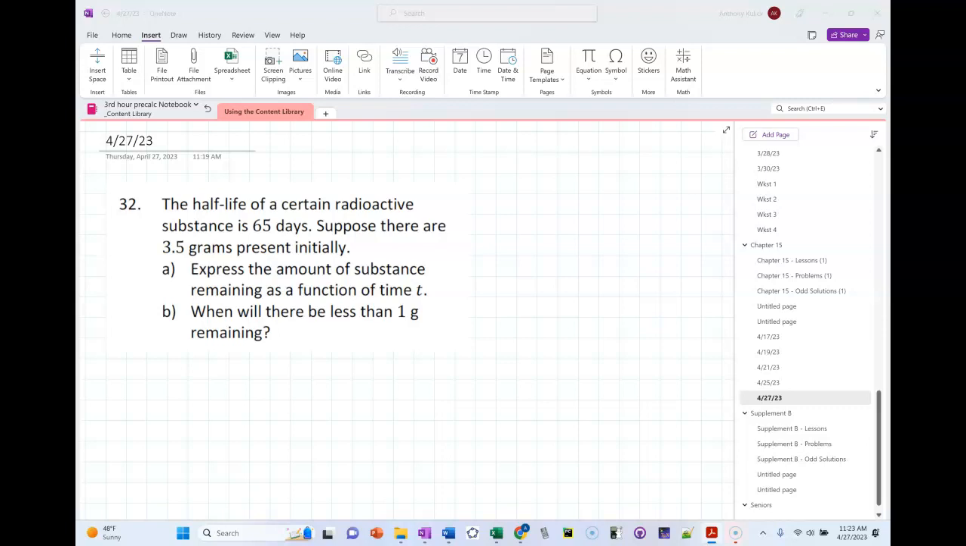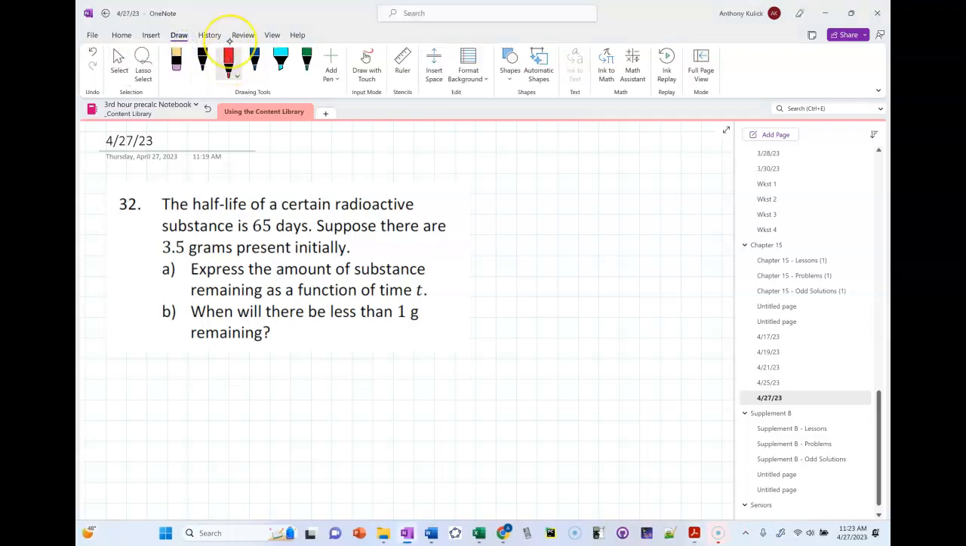Okay, so this reads that the half-life of a certain radioactive substance is 65 days. Suppose there are 3.5 grams initially. Express the amount of substance remaining as a function of the time t. So 3.5 times 1/2 to the t over 65, where t is in days. Good.